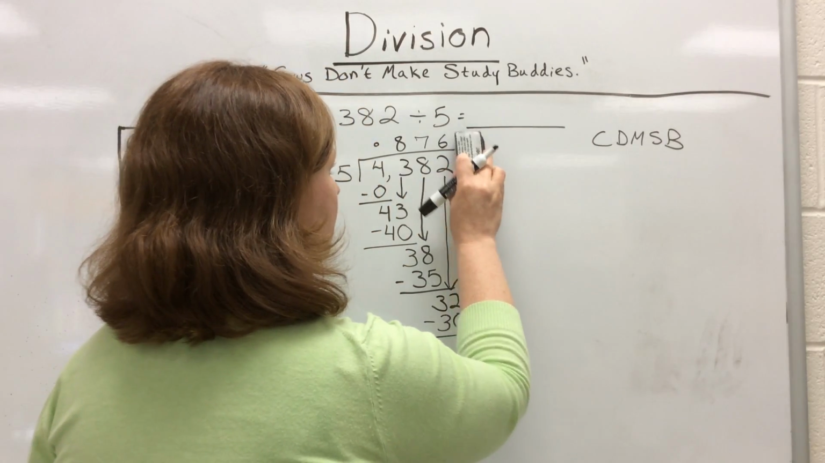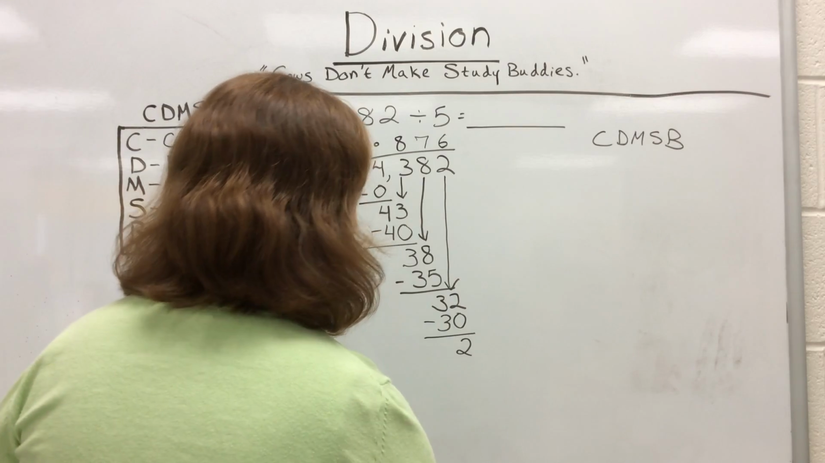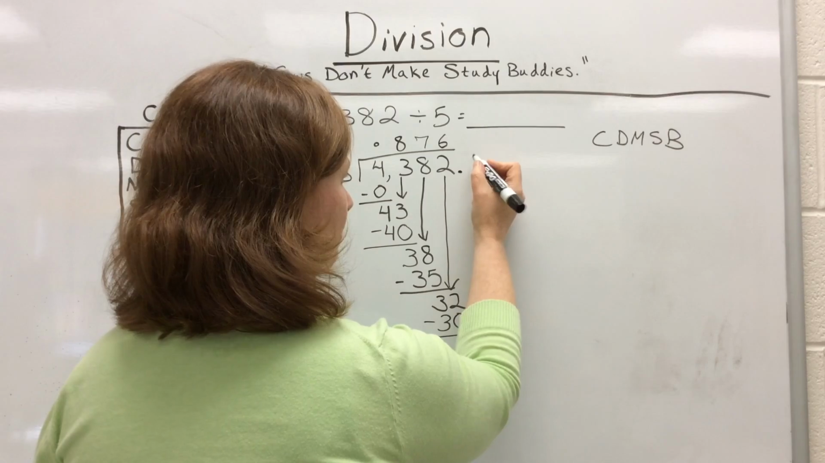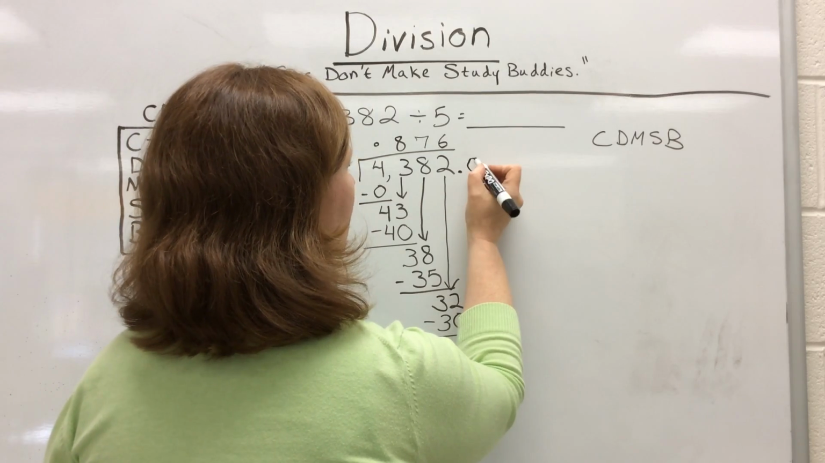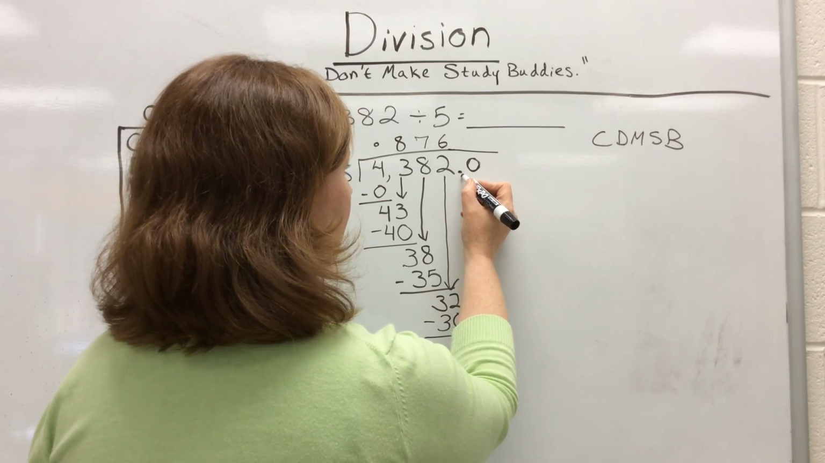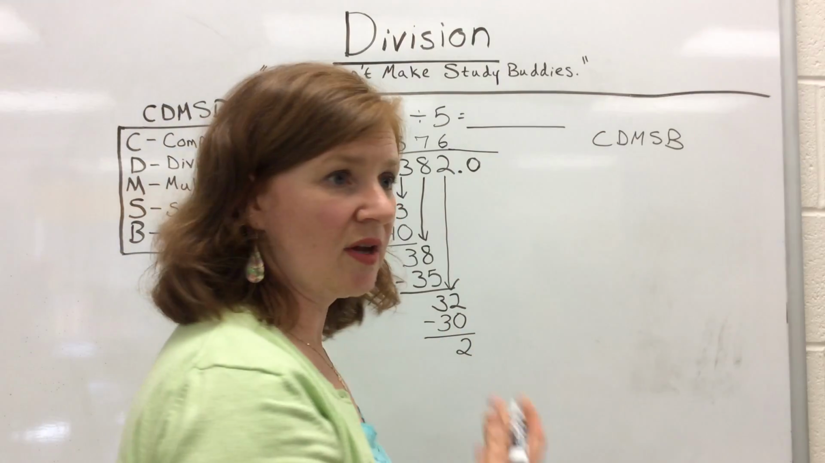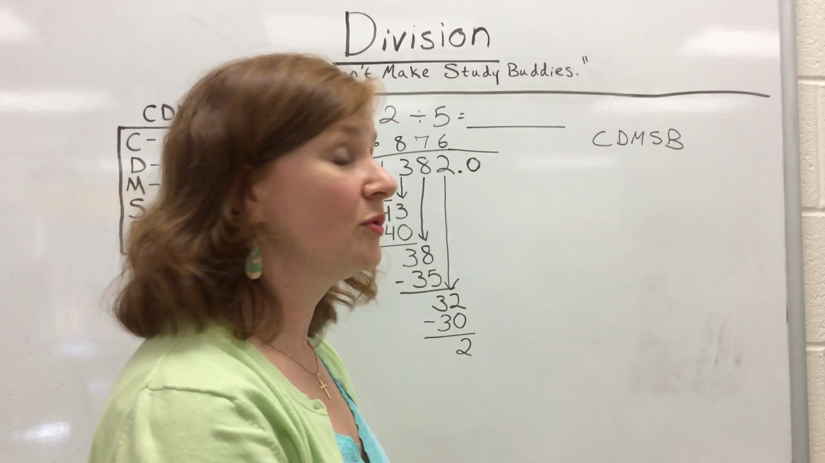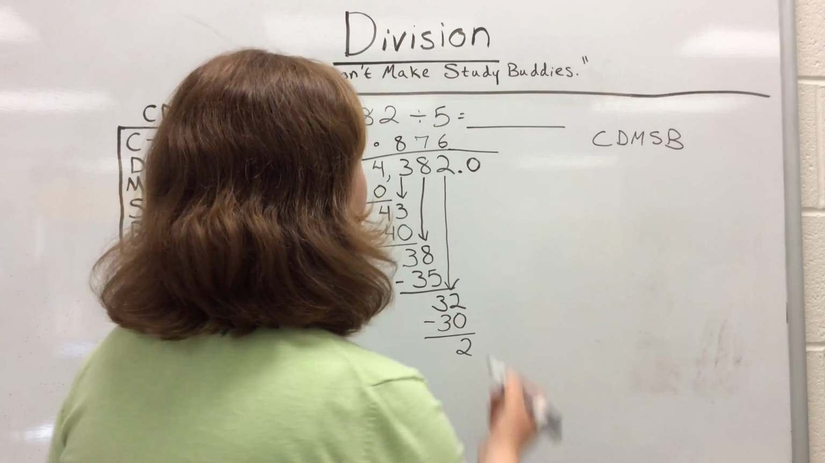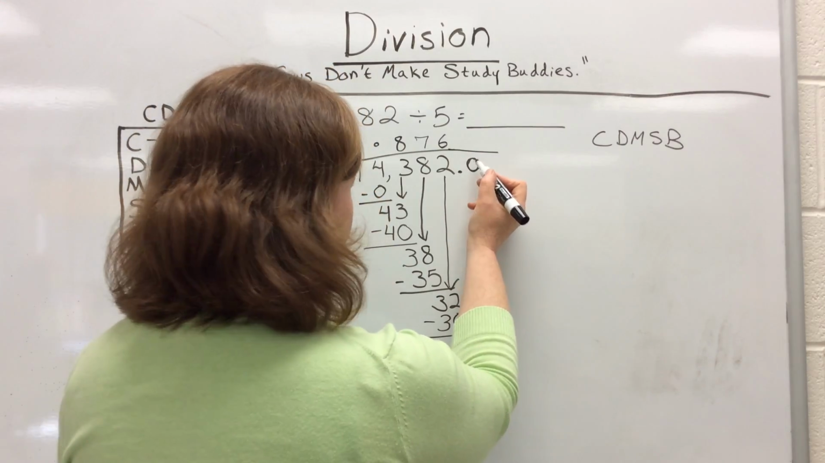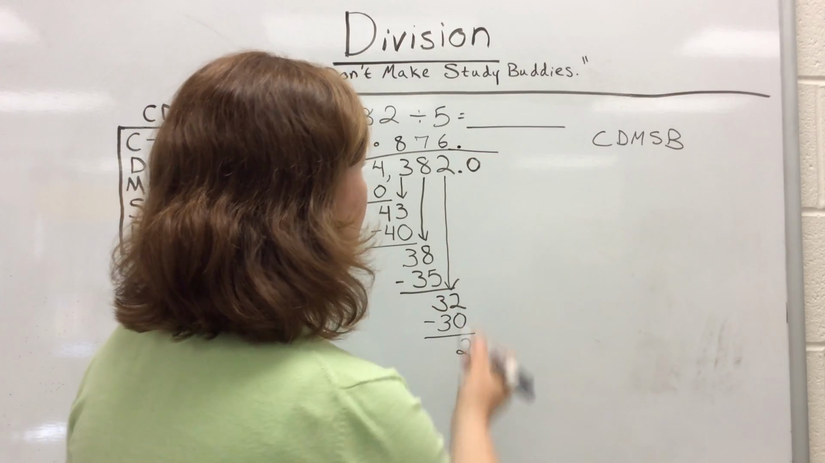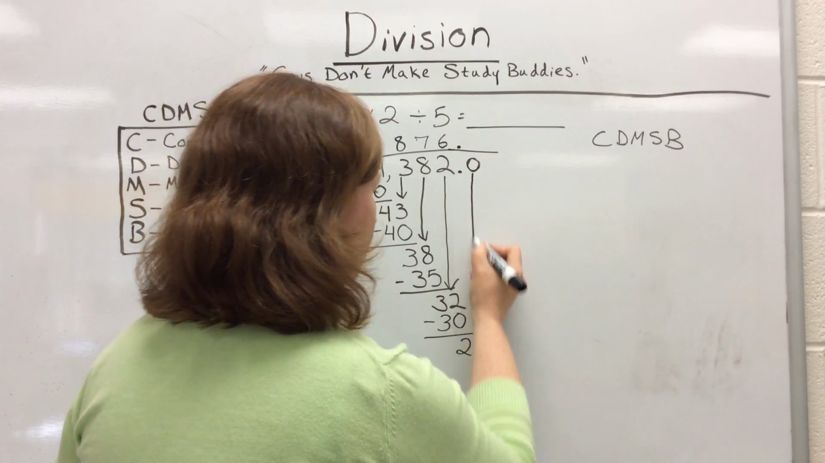If you're going to use a decimal instead, you're going to need another digit to bring down so you can continue your problem. If I put a decimal point here, I can put as many zeros as I want at the end of my dividend, and it will still be equivalent or worth the same as the dividend I had before. So if I put a decimal here, then I need to bring that decimal up into my quotient. Now I have something to bring down.